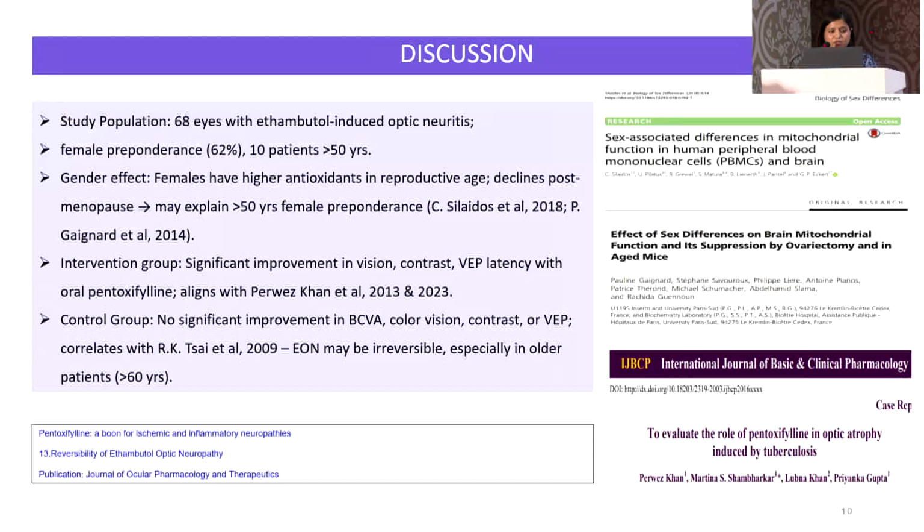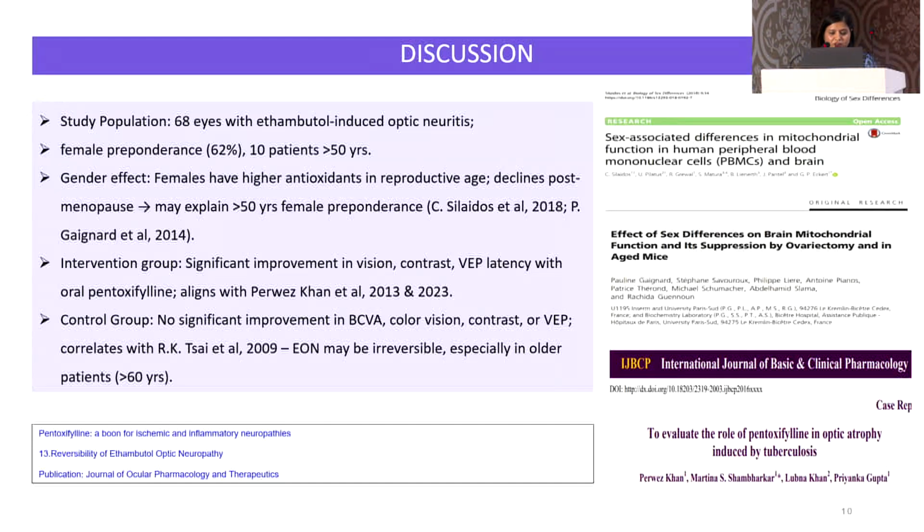In our study, we included 68 eyes with ethambutol-induced neuritis, and a female preponderance of 62% was noted, with 10 patients more than 50 years of age. Similar studies have also found female preponderance. Females have higher antioxidants in reproductive age, which decline in post-menopausal age, which may explain this finding. In the interventional group, we observed significant improvement in vision, contrast, and VEP latency with oral pentoxifylline, while in the control group no such improvement was seen.